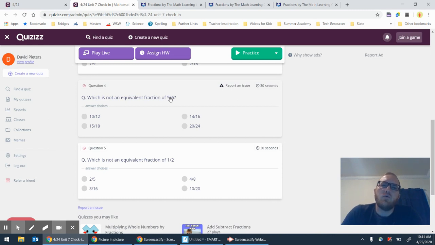Because if we're finding a fraction that's equivalent to 5/6, it has to have a multiple of 5 for the numerator. So right away, we can look and we can see 10, 15, and 20. The oddball is 14. We can't multiply 5 by any whole number and get to 14. The other thing that we can check, since the 5s are a little bit easier, is the 6. If we count by 6s: 6, 12, 18, 24. Those are all multiples of 6. 16 is not. Even though it has a 6 in it, it's not.